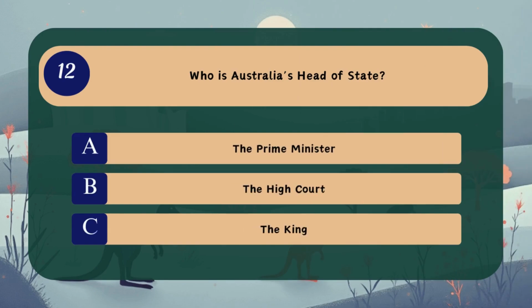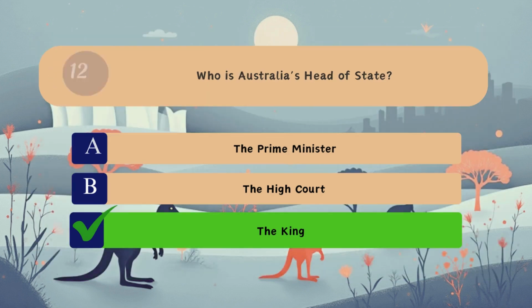Question 12. Who is Australia's head of state? A. The Prime Minister. B. The High Court. C. The King. Correct answer C. The King.